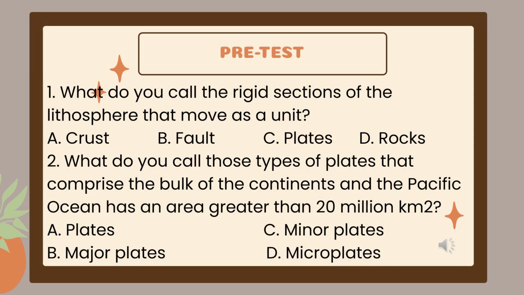Pre-test. 1. What do you call the rigid sections of the lithosphere that move as a unit? A. Crust. B. Faults. C. Plates. And D. Rocks. 2. What do you call those types of plates that comprise the bulk of the continents and the Pacific Ocean has an area greater than 20 million kilometers squared? A. Plates. B. Major plates. C. Minor plates. And D. Microplates.